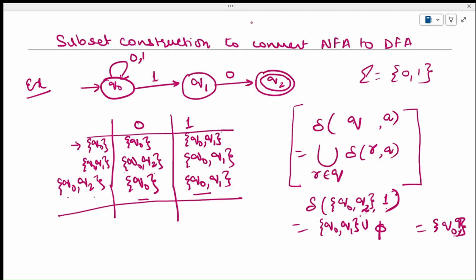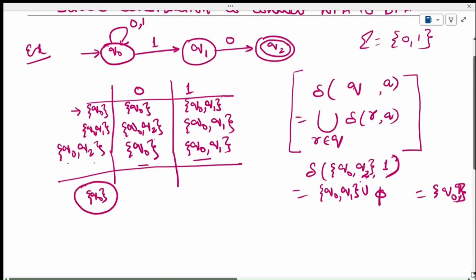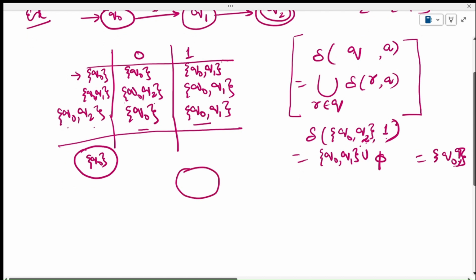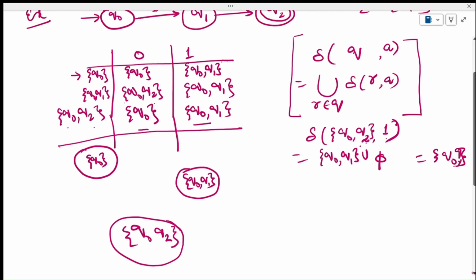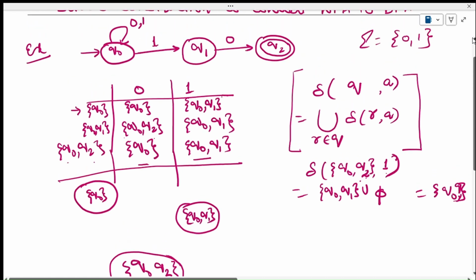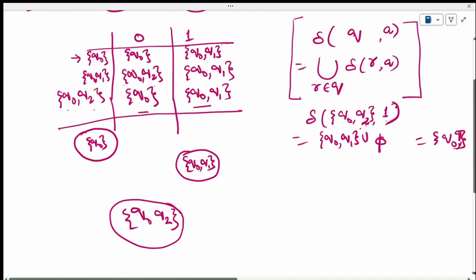So therefore, we have one state Q0, another state Q0, Q1, and also the next state Q0, Q2. Now out of Q0, Q1 and Q2, which one was the accepting state in the non-deterministic finite automaton in the original diagram? Q2 is the final state, the accepting state. So we will see the places where we got Q2. This is the state where Q2 is there, so we will make this the final state.